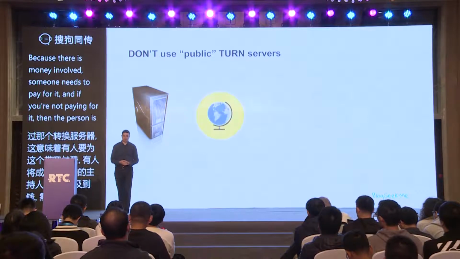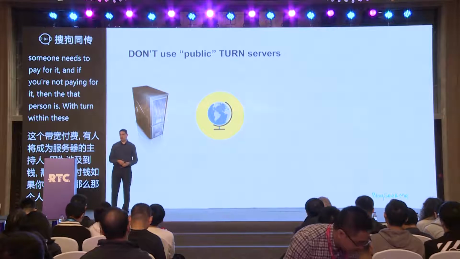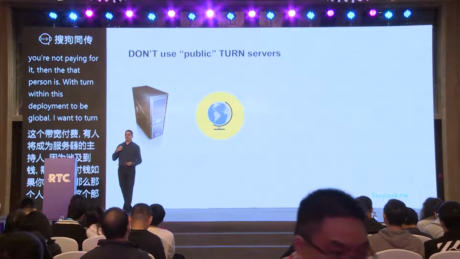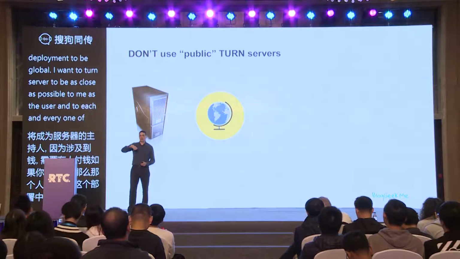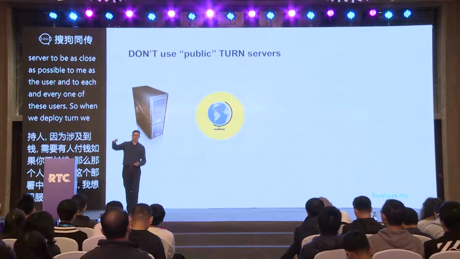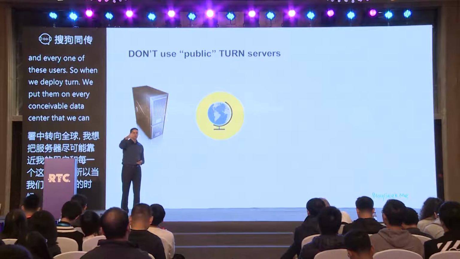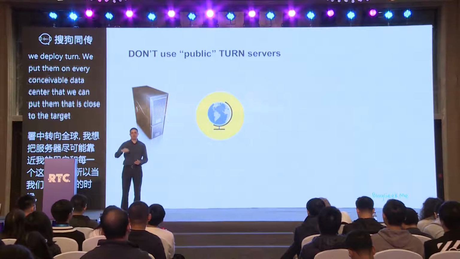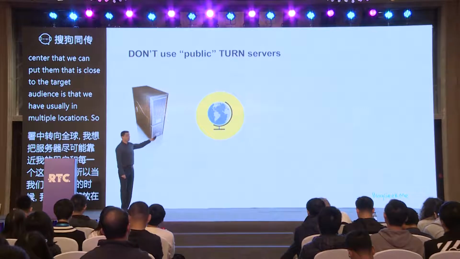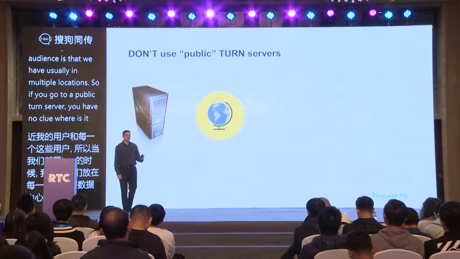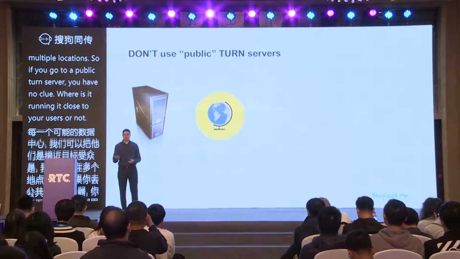With TURN, we need this deployment to be global. I want the TURN server to be as close as possible to me as a user, and to each and every one of these users. So when we deploy TURN, we put them on every conceivable data center that we can put them that is close to the target audiences that we have. Usually in multiple locations. So if you go to a public TURN server, you have no clue where it is running. Is it close to your users or not? That's something you need to check.